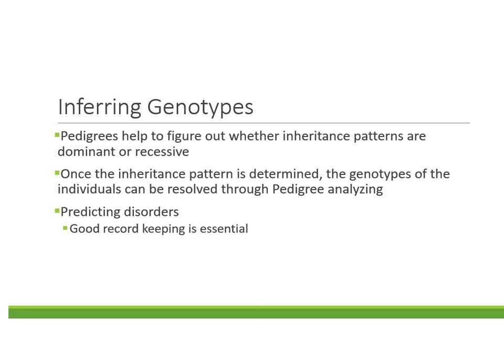And then pedigrees, they can be a really useful tool when it comes to predicting disorders within a family. However, you have to have really good record keeping. Okay. Also, genetics with humans is difficult. Why do you think being able to trace pedigrees and understand human traits being passed down through generations is hard?